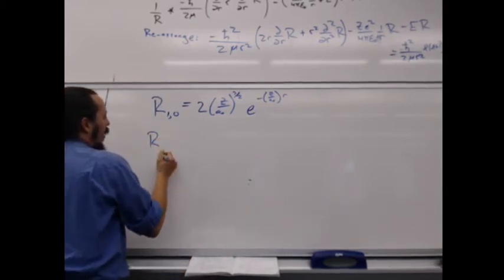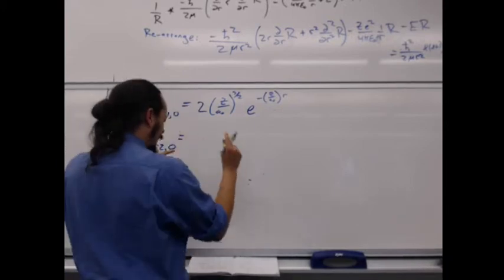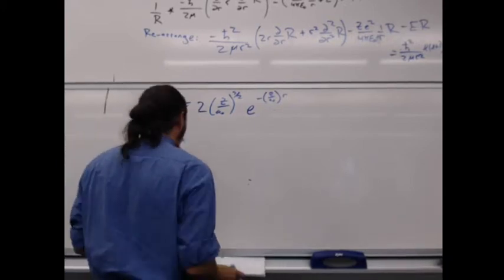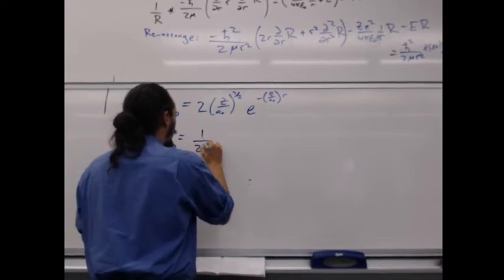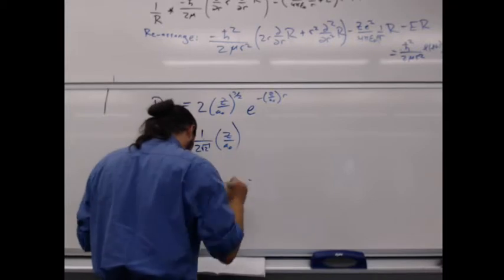Then we can also look at our 2, 0. I just like looking at the zeros because I think it gives some insight. 1 over 2 root 2, Z over a naught.